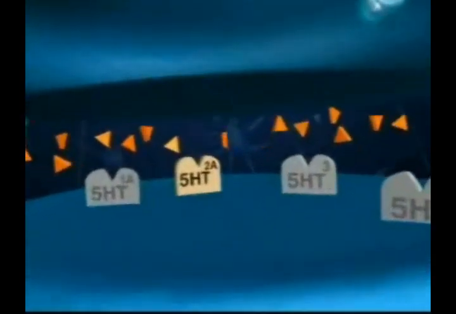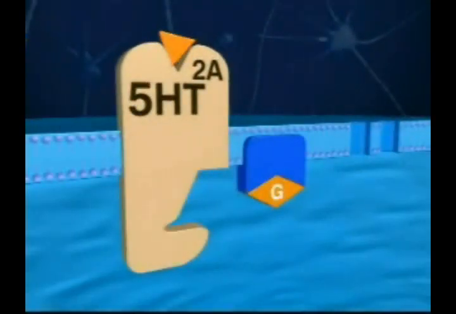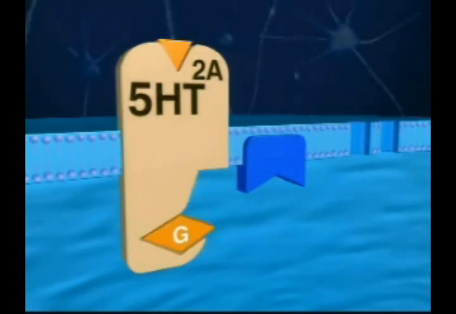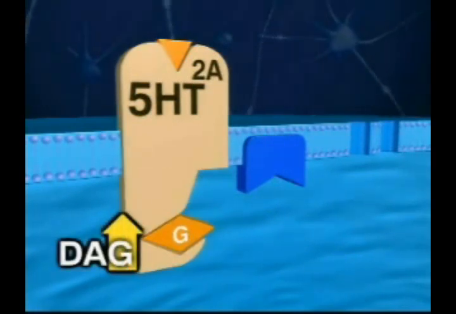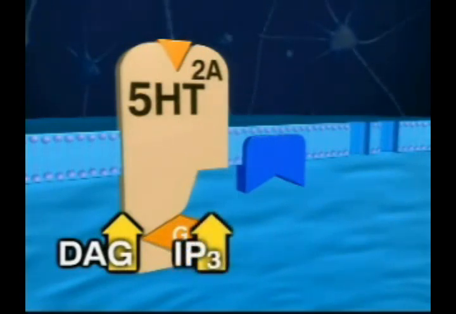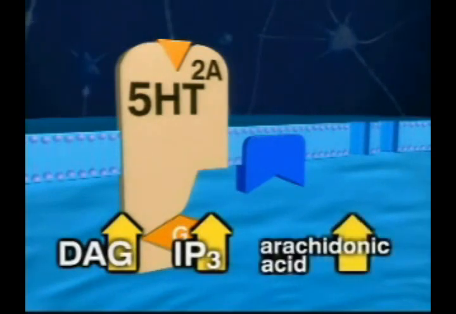5-HT2A receptors are concentrated in the medial prefrontal cortex of the brain, a region thought to become abnormal in schizophrenia. As with 5-HT1A receptors, 5-HT2A receptors are linked to G proteins. In contrast with 5-HT1A receptors, however, the G proteins linked to 5-HT2A transmission are excitatory, and activation of the receptor stimulates phospholipase C, leading to the formation of diacylglycerol and inositol triphosphate. Phospholipase A2 is also activated, releasing arachidonic acid.